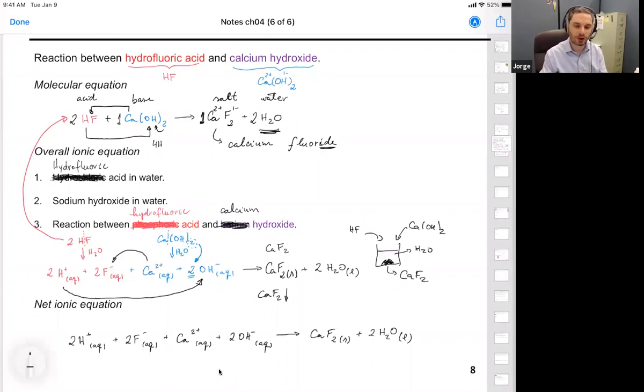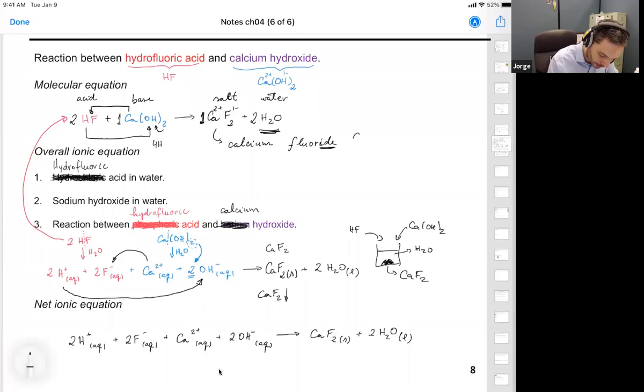Attention with the charges to make sure you get the right formula for the salt. Okay, CaF2. So therefore, you need to balance this reaction out. So we are going to end up with 2 HFs and 2 waters, and then 1 calcium hydroxide and 1 calcium fluoride. So that's the molecular equation. Okay, so let's access here the solubility of calcium fluoride, because we know that this is the salt being formed.